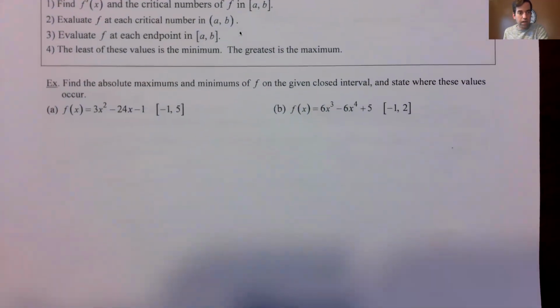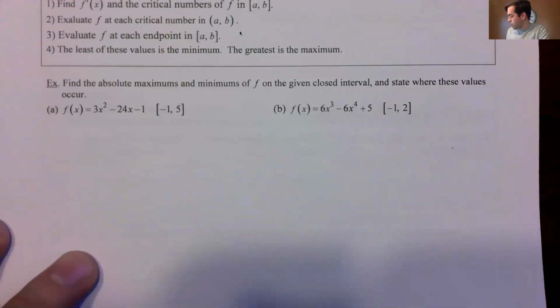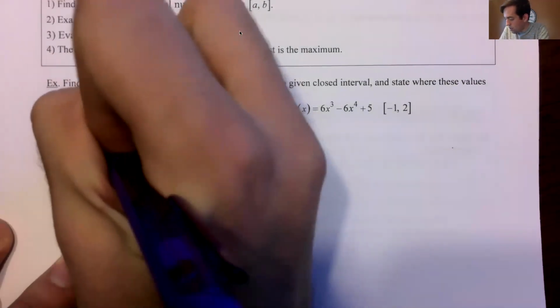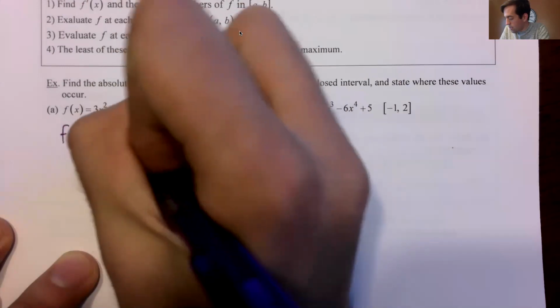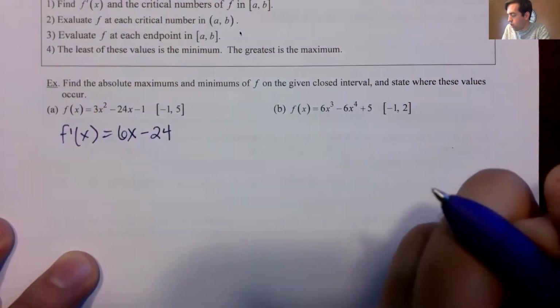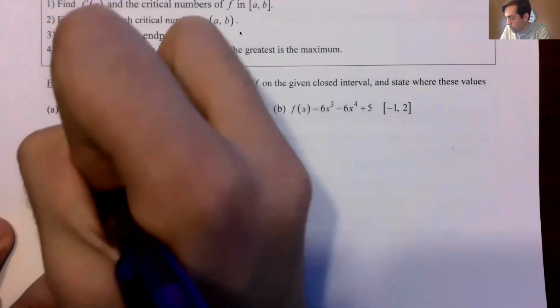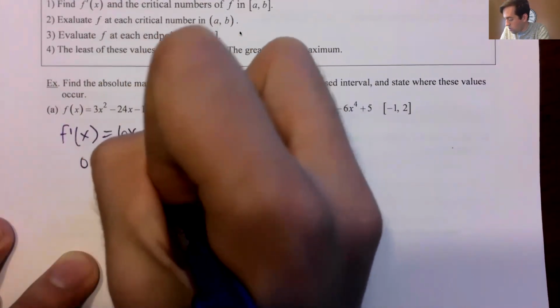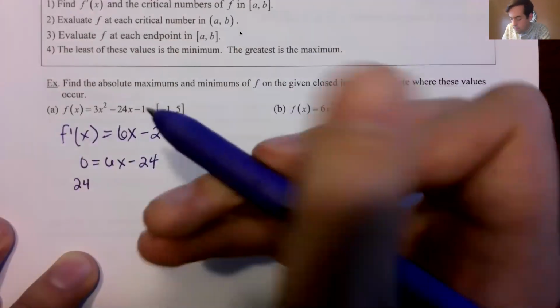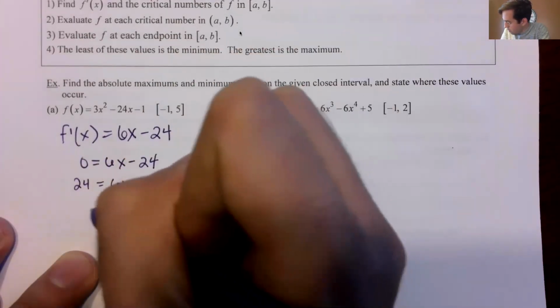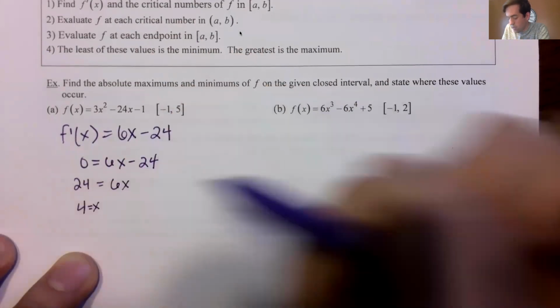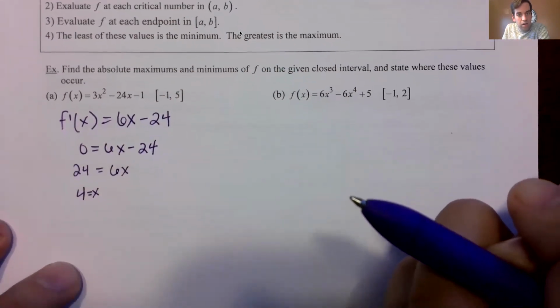So let's try this. Find the absolute maximums and minimums, or maxima and minima, of f on the given closed interval, and state where these values occur. Okay, so let's figure this out. First off, the first step is to find f prime of x. So we have 6x minus 24. We're going to set that equal to 0 so that we can find the critical numbers. Add 24. Divide by 6, and we get 4 equals x. So that is our critical number.